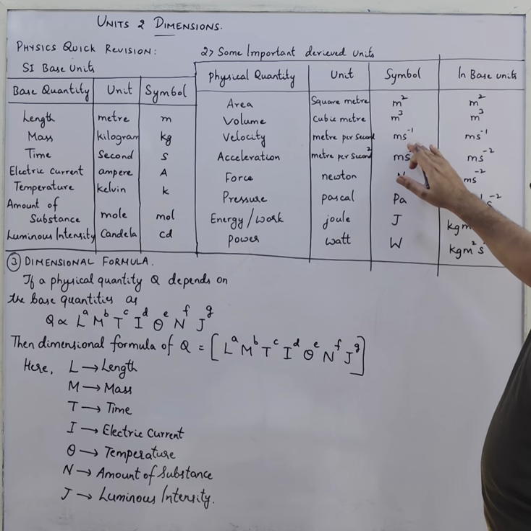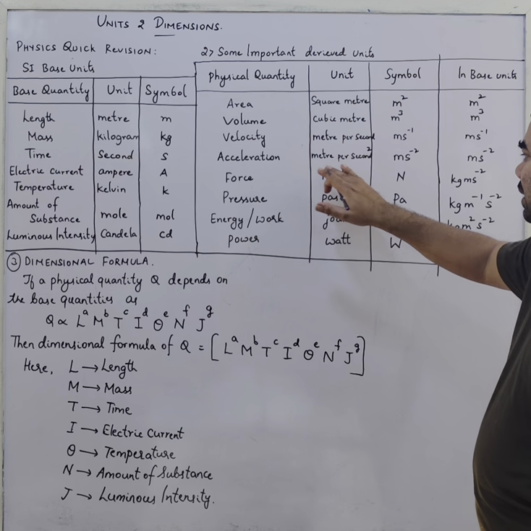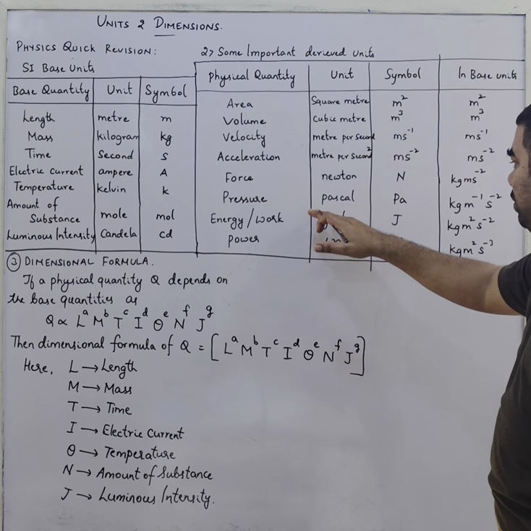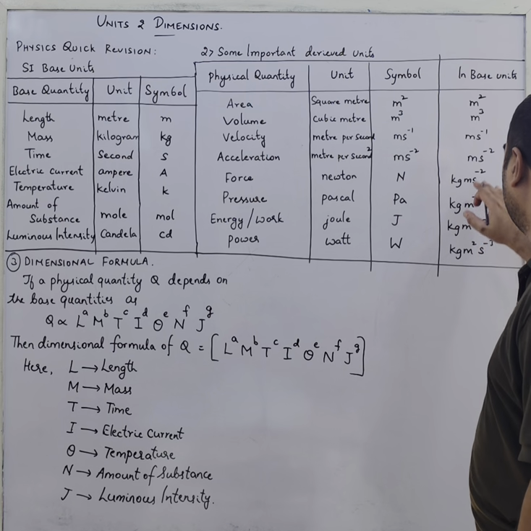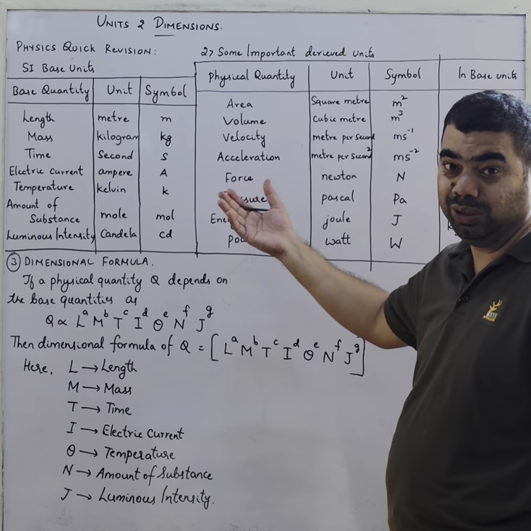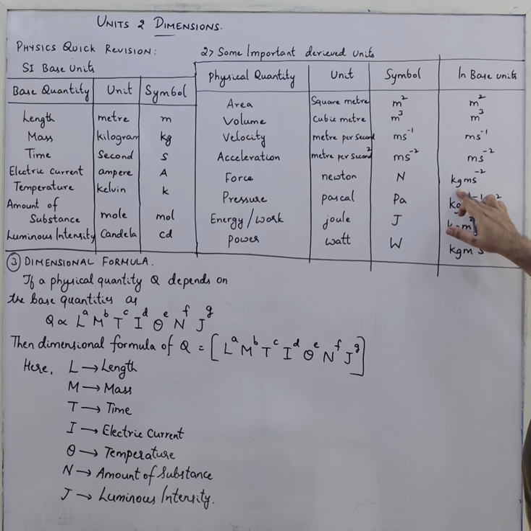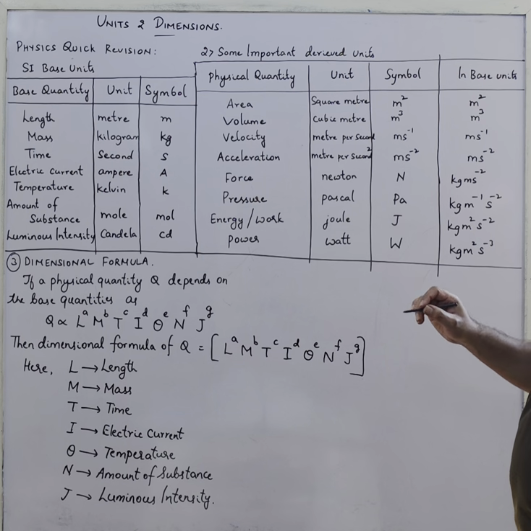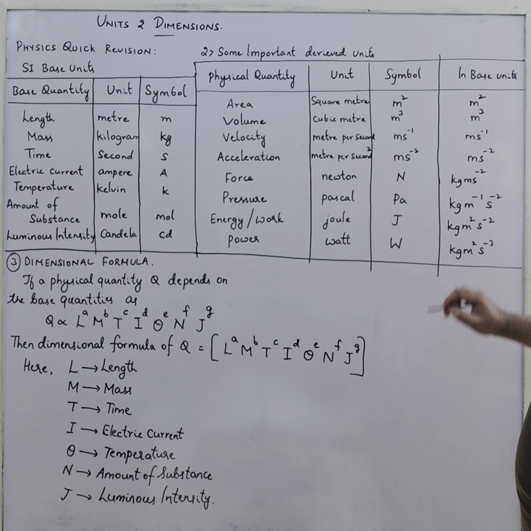Velocity is meter per second. Acceleration is meter per second square. Force is Newton, pressure is Pascal. So remember these base units. For force it is kg meter per second square. It is easy to remember because we know that force is mass into acceleration. Mass is kg, acceleration is meter per second square. Force divided by area is pressure. So we get kg per meter per second square.